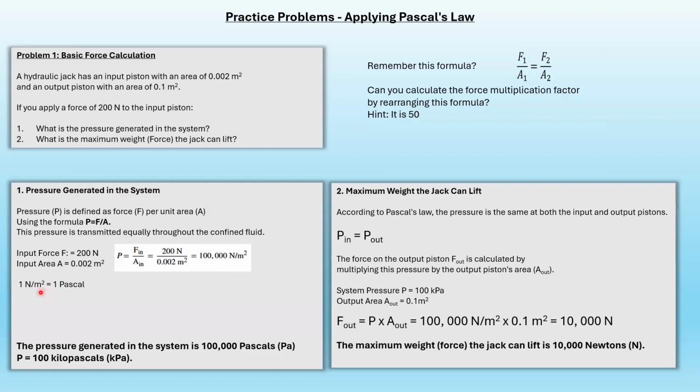All right. So we can just say that the pressure generated in the system is 100,000 pascals, because by this relationship right here. 100,000 pascals equals 100 kilopascals. And just so we know, 100 kilopascals is the air pressure level on our planet if you're standing at the sea level.